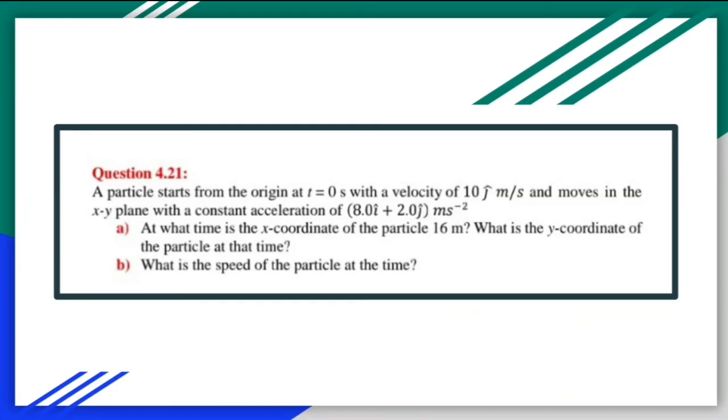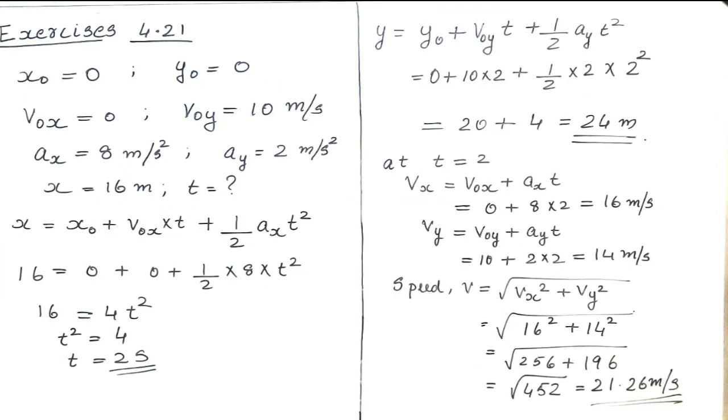Now next problem 421 in the same manner. Okay. So we have acceleration, velocity, etc. given, and it's asked at what time the x coordinate of the particle is 16 meters. So here in the question it is asked to find that time, and what is the y coordinate at that time, and what is the speed of the particle. So in the same manner we need to proceed. So x0, y0 data we need to write and use the second equation of motion in component form. So x is equal to 16. We are getting the corresponding time as 2 seconds. And y you will get as 24 meter.